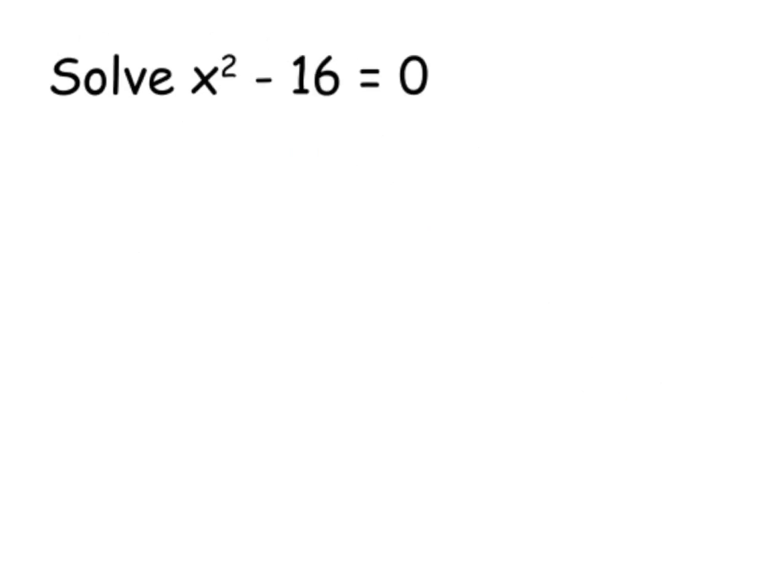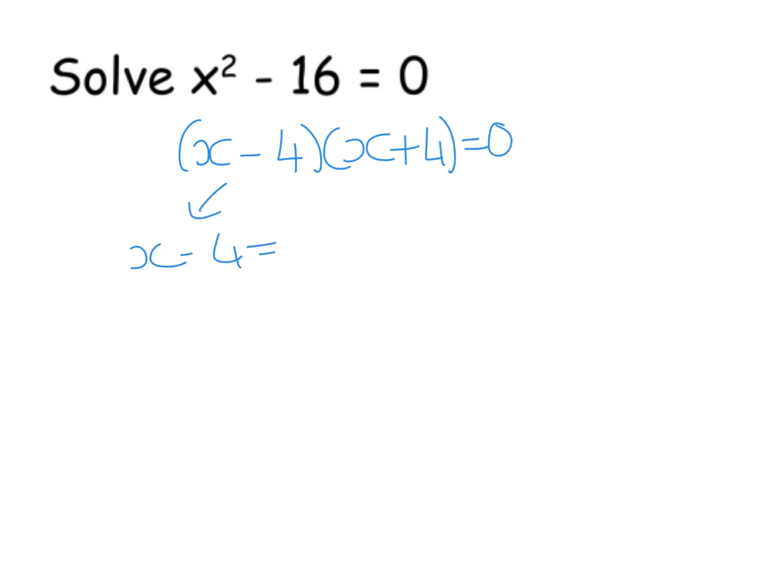Let's have a look at another scenario. This one is not a trinomial, so how can we factorise this one? Now there's two ways, and you need to be extra careful. We're factorising here, so this is a difference of two squares. The square root of 16 is 4, so this can be written as x minus 4 and x plus 4. Then we break them up: x minus 4 equals 0, x plus 4 equals 0. So you get the answers x equals 4 and x equals minus 4.